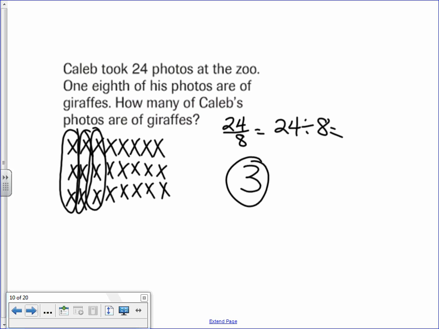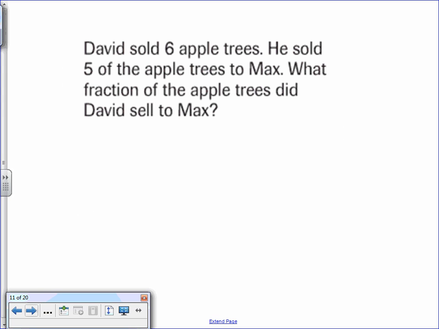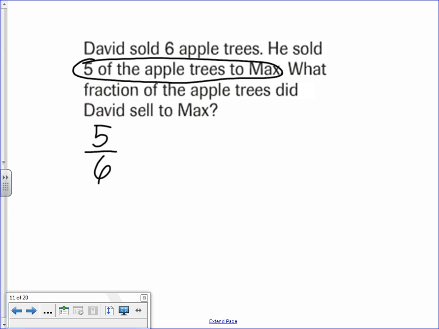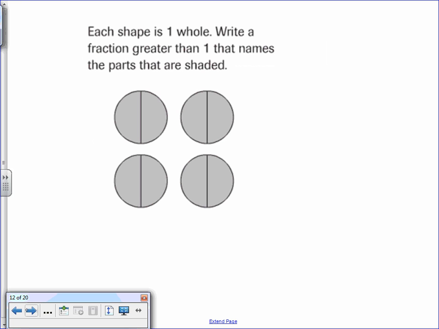David sold 6 apple trees. He sold 5 of the apple trees to Max. What fraction of the apple trees did he sell to Max? This is a quick one. He sold 6 apple trees. He sold 5 of them to Max. What fraction? Jojo? What is it? 5/6. 5 of the apple trees to Max. 5 out of the 6 went to Max.